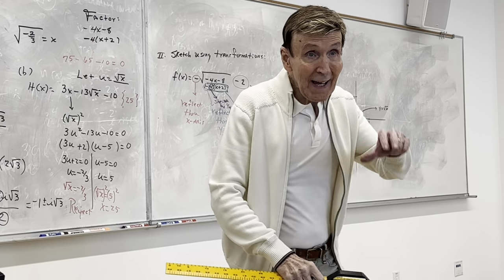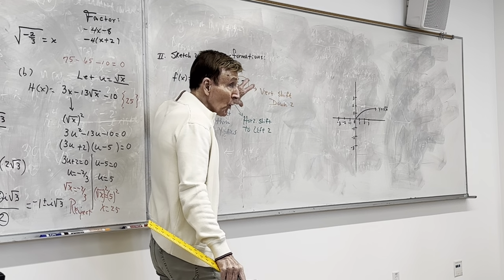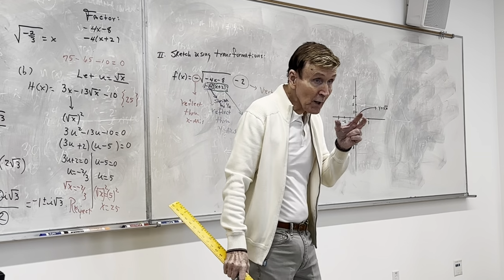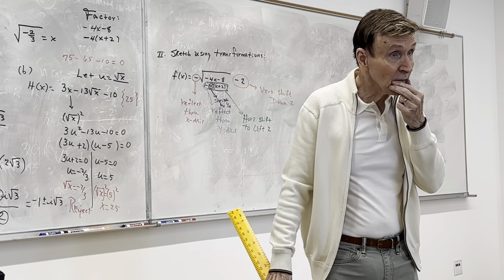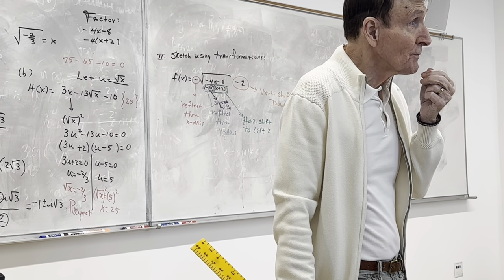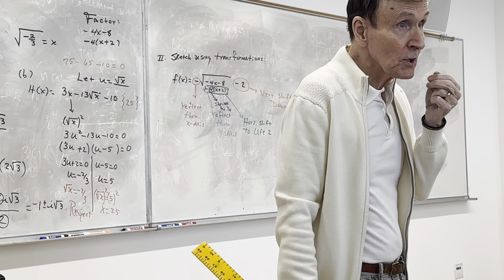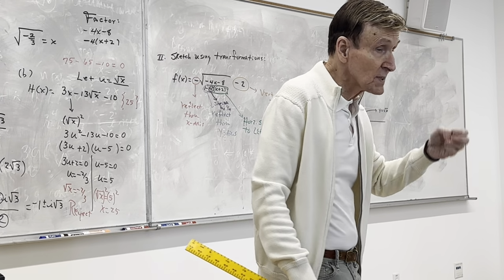Now, if this had up here the absolute value of negative 4x minus 8, not square root, but absolute value, what would your parent graph then look like? A V-shaped graph. So make sure you use the correct parent graph. This one's a square root graph, and that's what you're doing the transformations on.